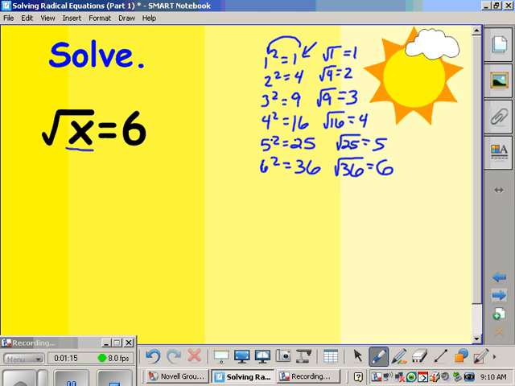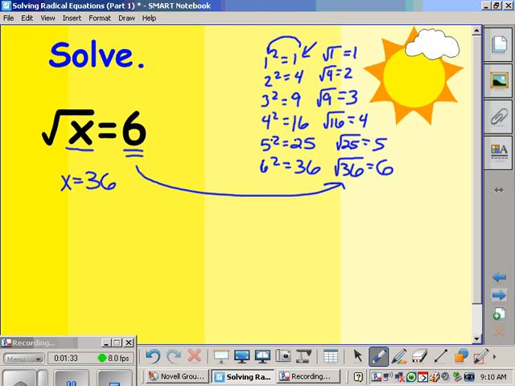So for this particular problem, you're trying to figure out what number you would have to take the square root of in order to get 6 for an answer. And if you look over to the right, you can see that you would have to take the square root of 36 to get 6. So our missing number is 36.